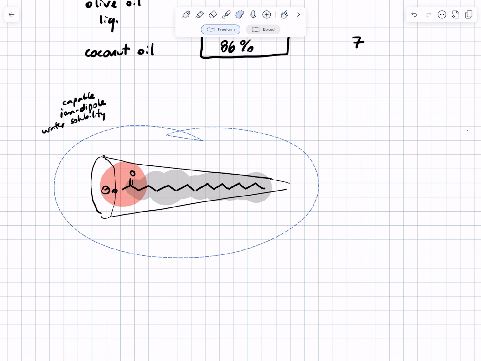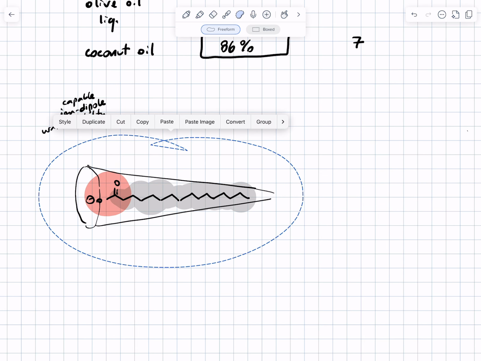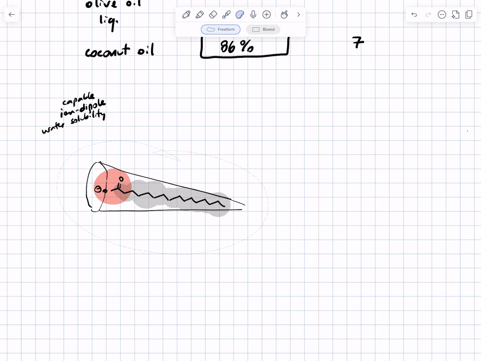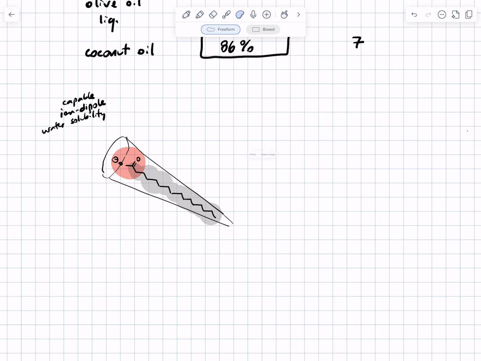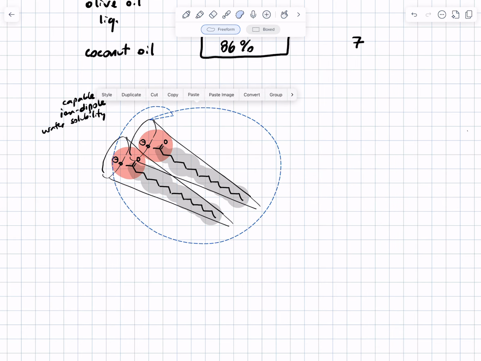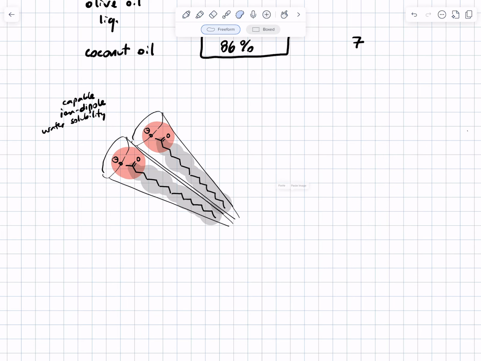If you notice, this fatty acid has sort of a conical shape. It's got a polar head group and a nonpolar tail. And if the molecule starts to associate with other copies of itself, they can associate side by side, and there's curvature to their association. The nonpolar tails stay on the inside where they can avoid exposure to water.